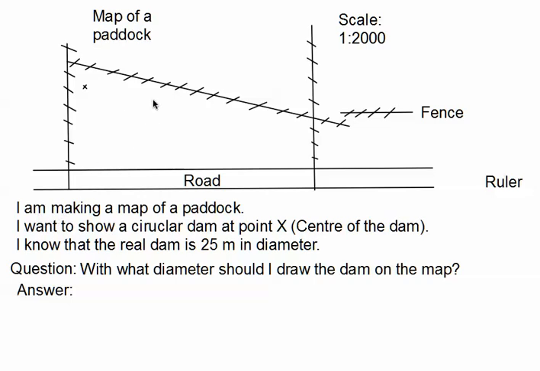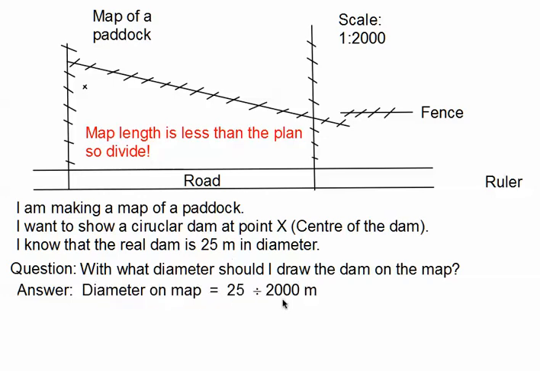And the last example, going the other way, this is the start of a map I'm making of a paddock. I want to show a circular dam at the point X here. That's where the centre of the dam is going to be. And I know that the real dam is 25 metres in diameter. With what diameter should I draw the dam on the map so it represents it accurately? Well, in this case, the map length is less than the real thing, so we divide. 25 metres divided by the scale factor, 2000, will tell me how big I need to draw the dam on the map. And that'll be in metres, because I started the length in metres. Dividing by 2000 is still in metres. On the calculator it's 0.0125 metres.